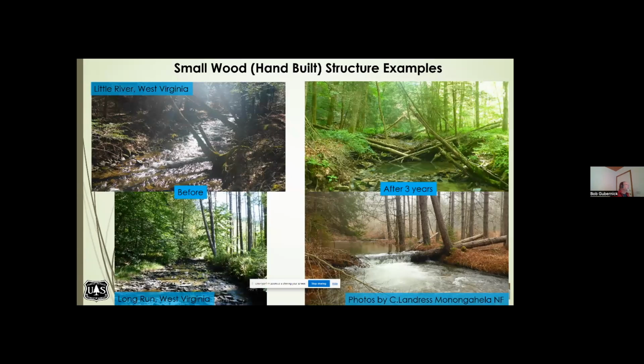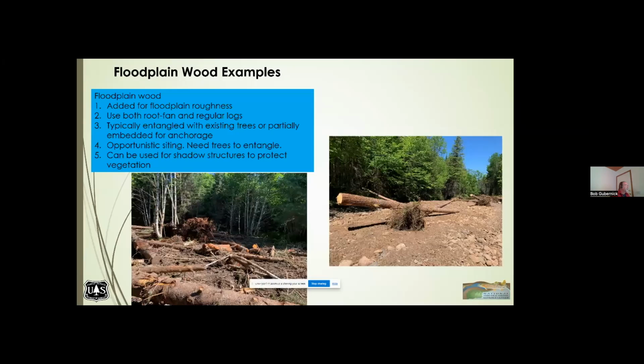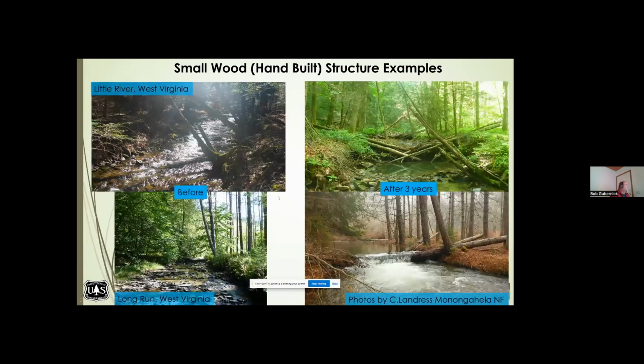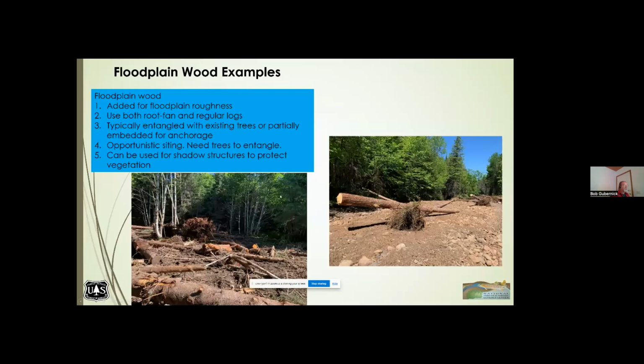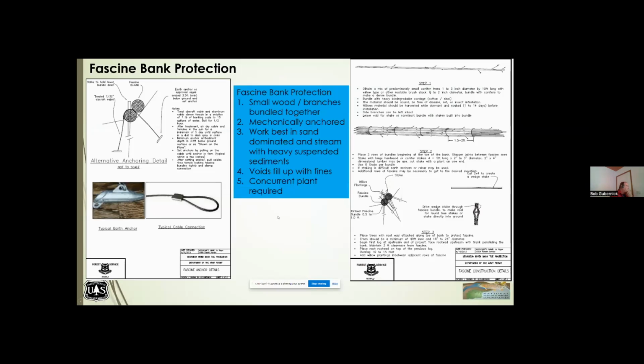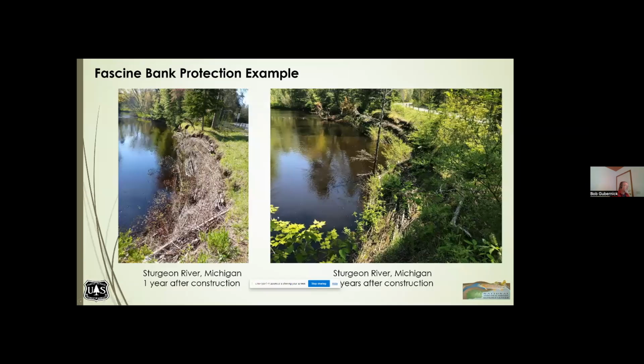The other thing is placing wood on the floodplain. Don't just work in the channel, utilize it all the way across the floodplain. And with that, you can use fascines also, again, small bundles of sticks and twigs. So with that, I will entertain any questions.